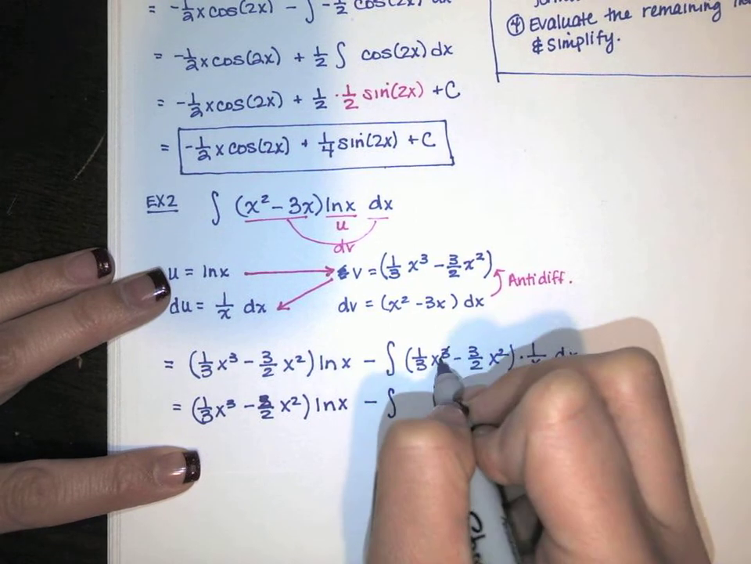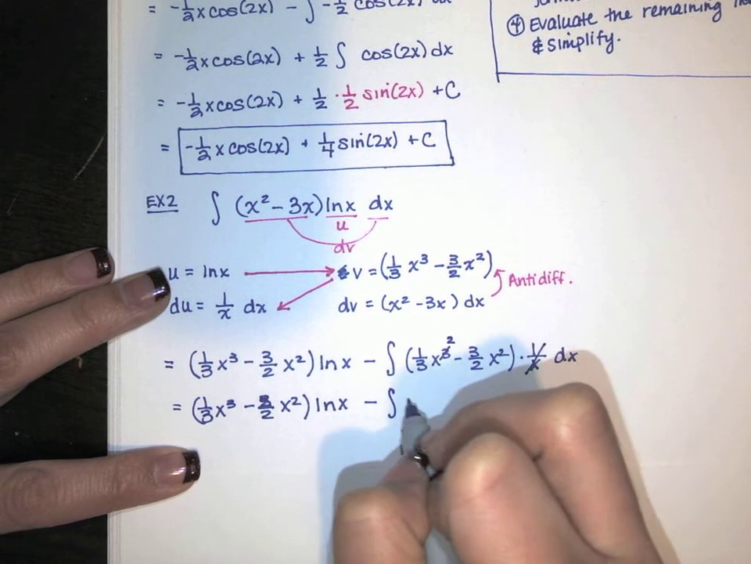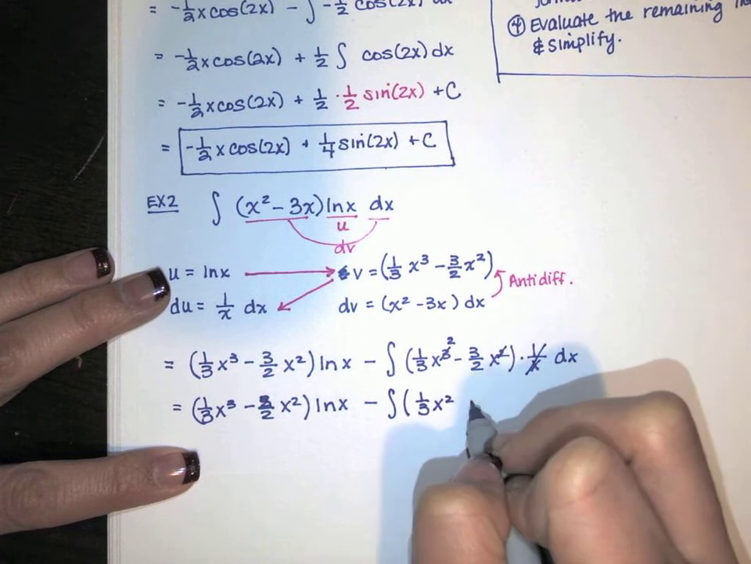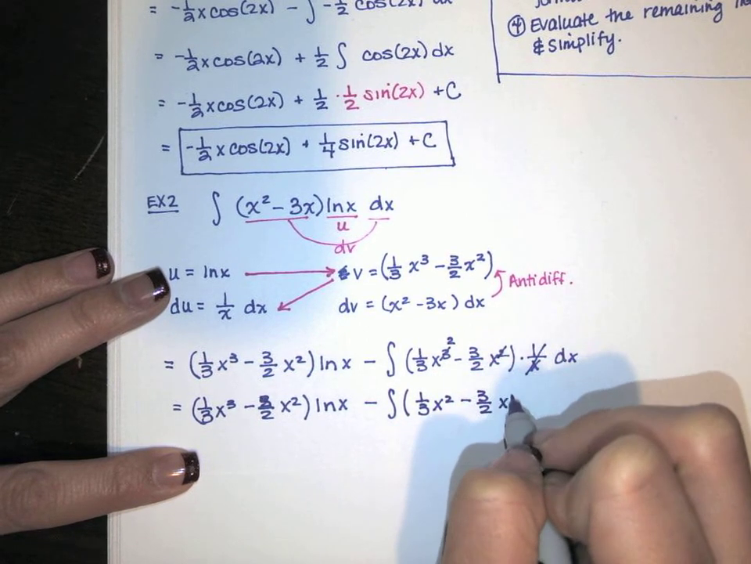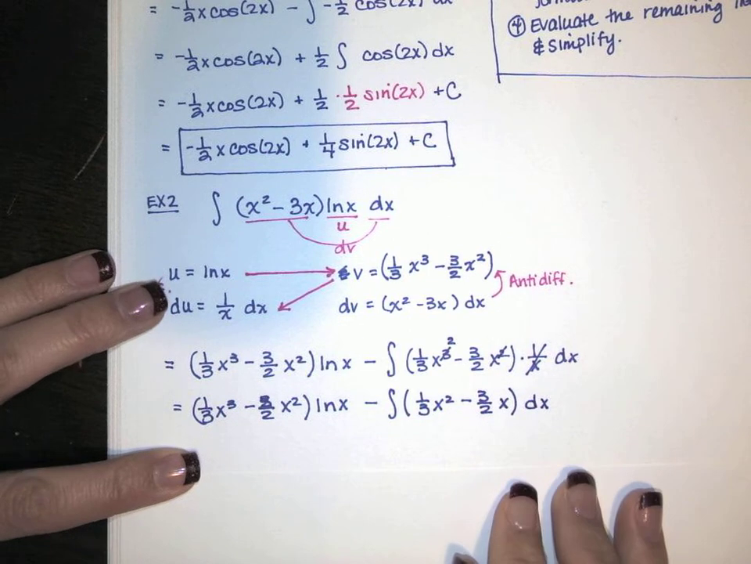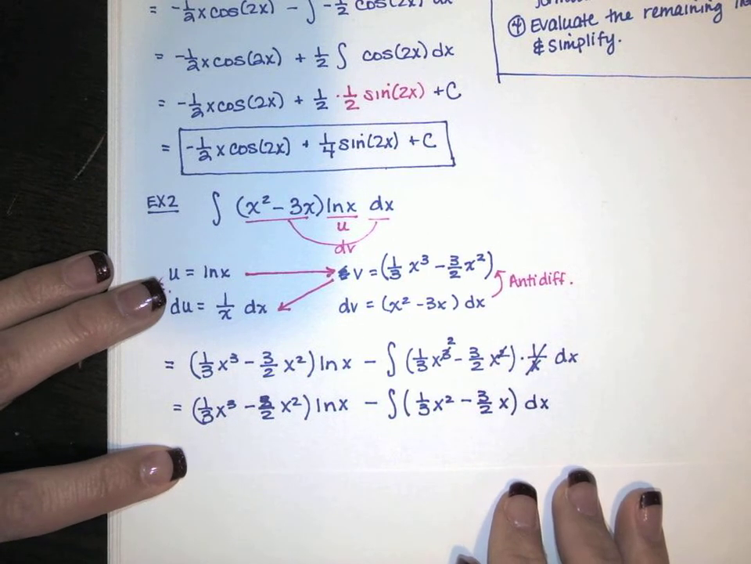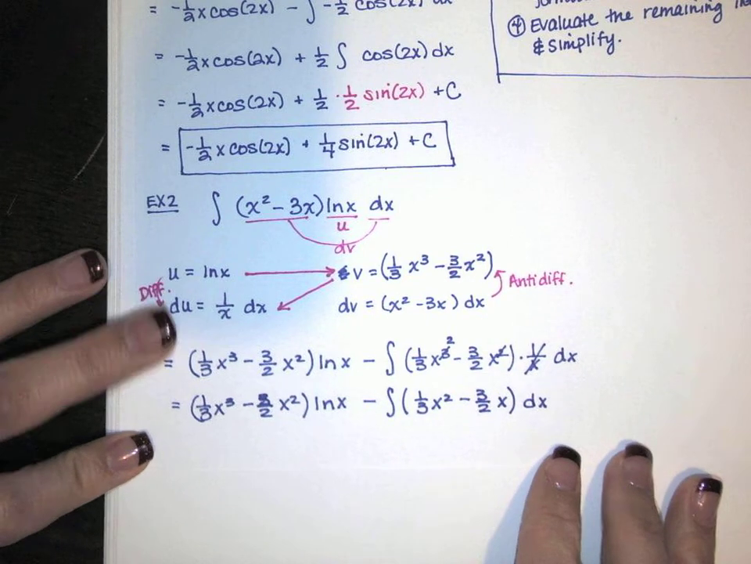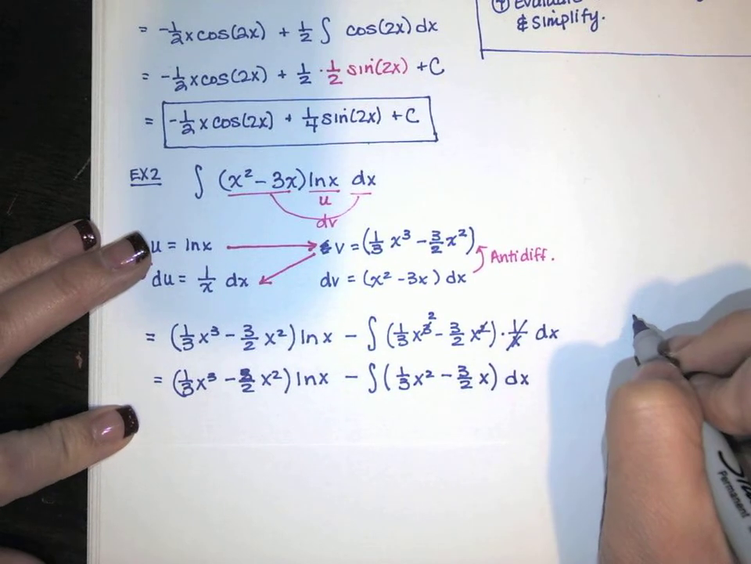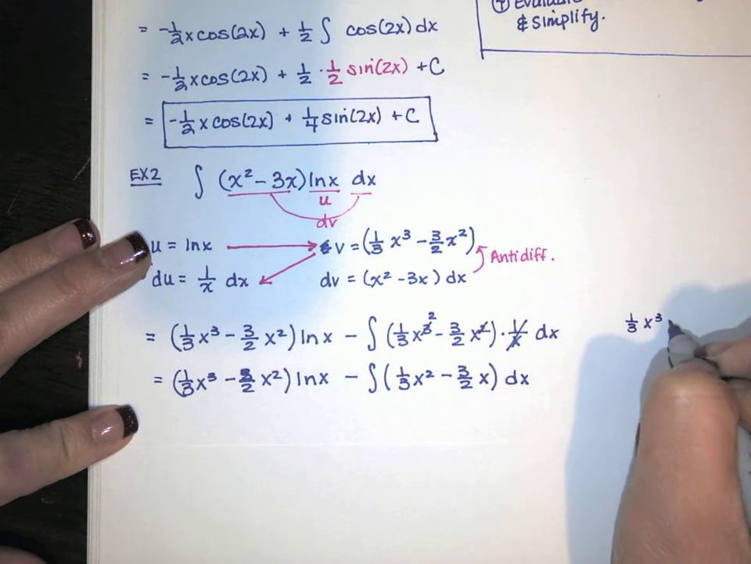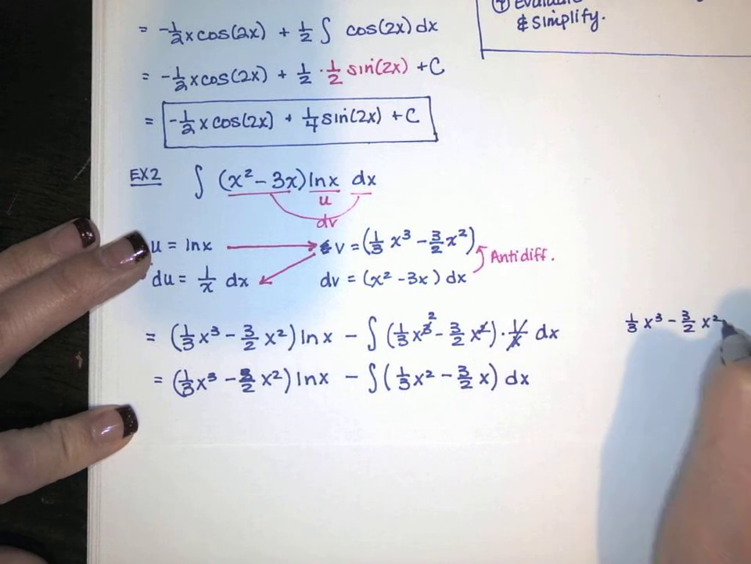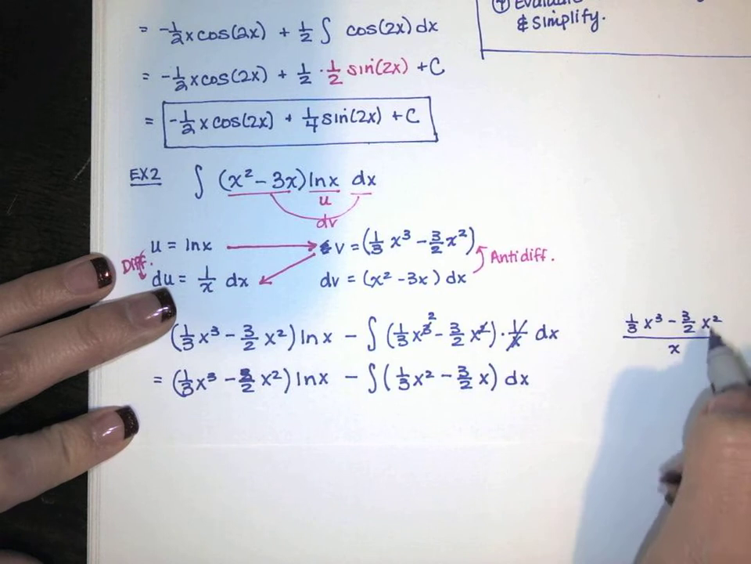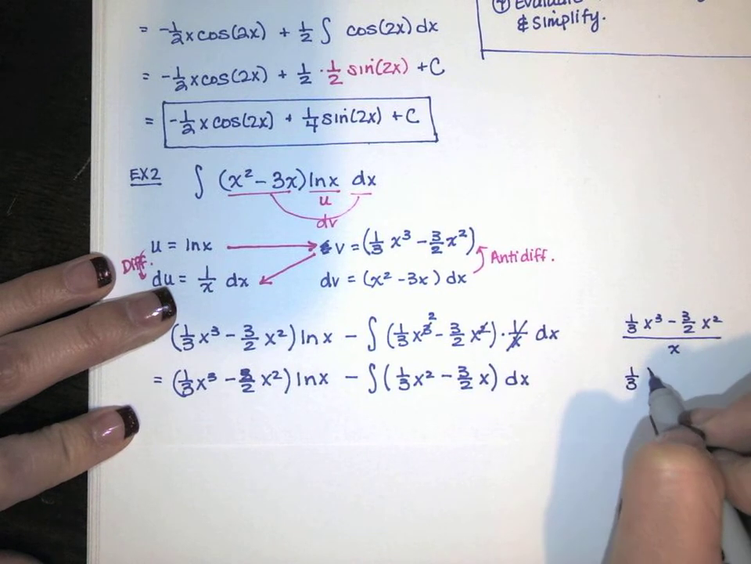This x reduces with one of those. I'm going to have 1/3 x squared. And this x reduces with one of those, minus 3/2 x. If you're not sure about that, you might do some algebra off to the side and check. Actually, I'm going to do the algebra off to the side just to show you. Just taking each of these guys and dividing it by x.